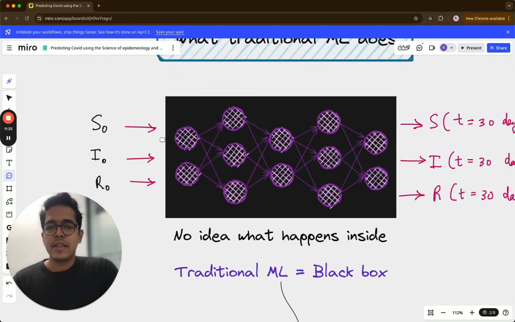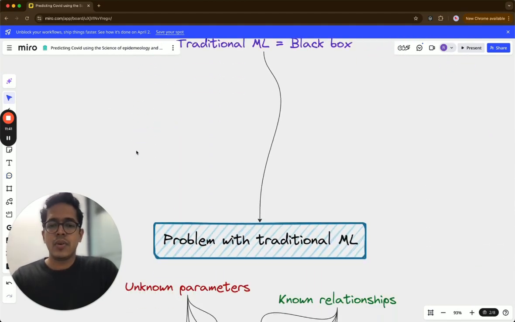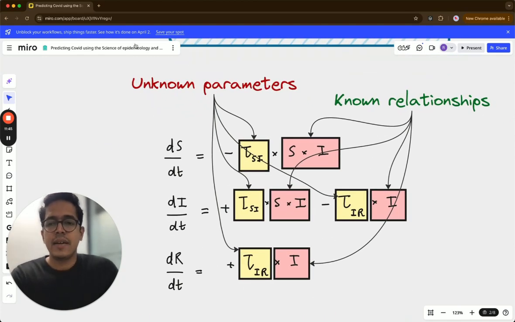But the problem here is we have no idea what's happening inside this ML model, which is also why a traditional machine learning model is called a black box. Black box because it makes predictions, but we have no idea what's happening inside. There is also one more problem. So the problem is this. In real life, if you look at the SIR model, these parameters, tau SI and tau IR, are unknown.